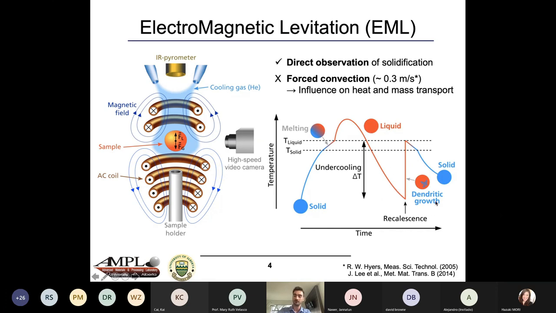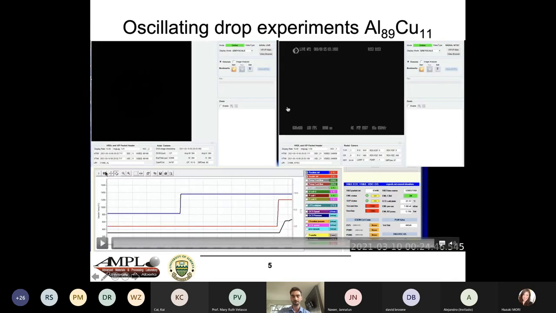After that, when solidification begins, we can see dendritic growth on the sample. And after some time, the sample is solid one more time. During the cooling phase, this is when we can study the thermophysical properties of the sample using the oscillating drop technique. I'm not going to present the theory behind it, but I'm going to show you some videos of how it looks on site.